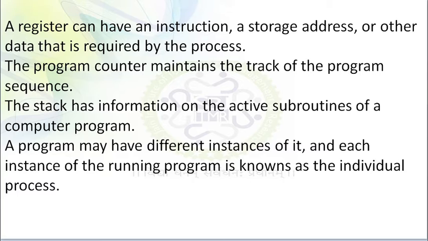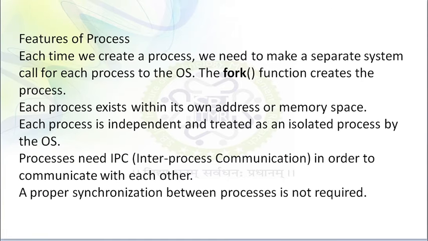A register can hold an instruction, a storage address, or other data that is required by the process. The program counter keeps track of the program sequence. The stack has information on active subroutines of a computer program. A program may have different instances, and each instance of a running program is known as an individual process.